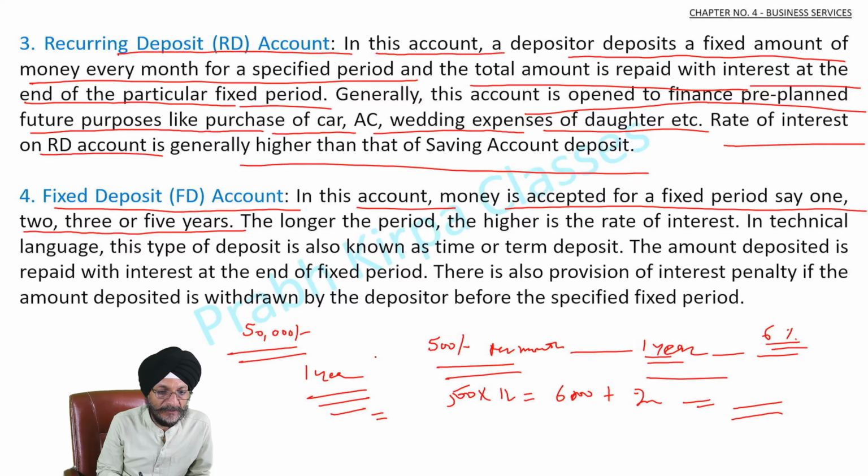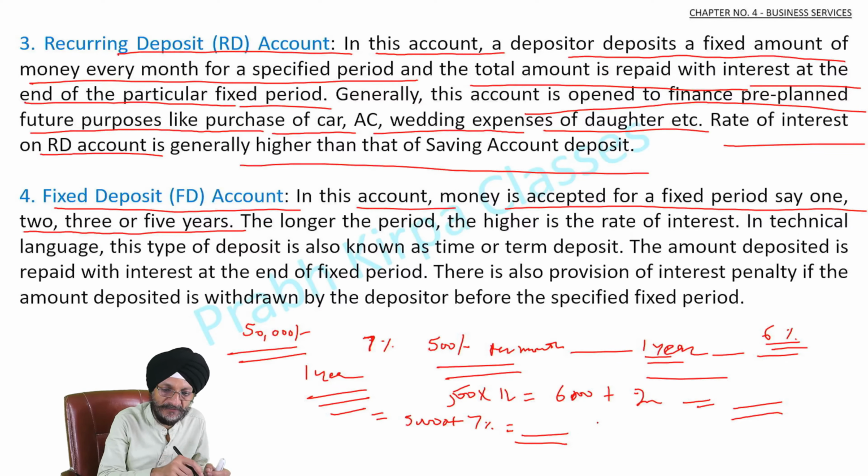After that, we may say we get 7% interest. After 1 year, the bank will give us rupees 50,000 plus 7% interest. Whatever comes will be given to us or deposited in our savings account, or whatever method we adopt.